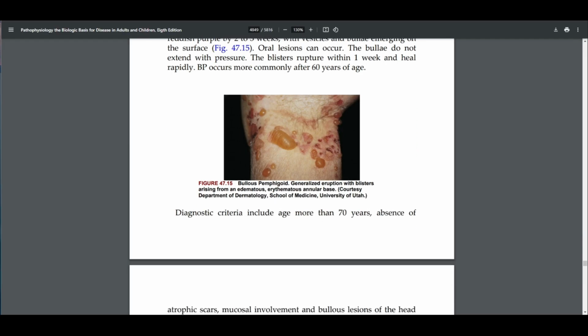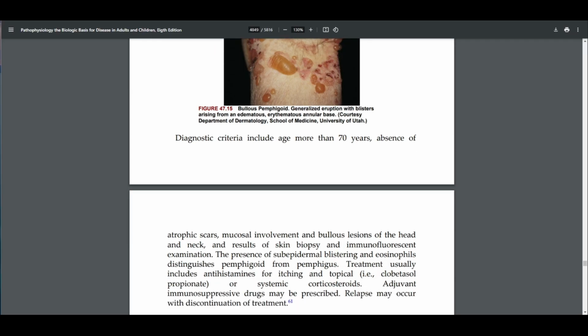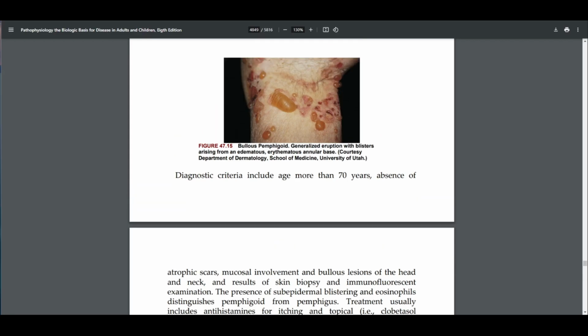Diagnostic criteria include age more than 70 years, absence of atrophic scars, mucosal involvement, and bullous lesions of the head and neck, and results of skin biopsy and immunofluorescent examination. The presence of subepidermal blistering and eosinophils distinguishes pemphigoid from pemphigus. Treatment usually includes antihistamines for itching and topical or systemic corticosteroids. Adjuvant immunosuppressive drugs may be prescribed. Relapse may occur with discontinuation of treatment. So here is a picture of that bullous pemphigoid.